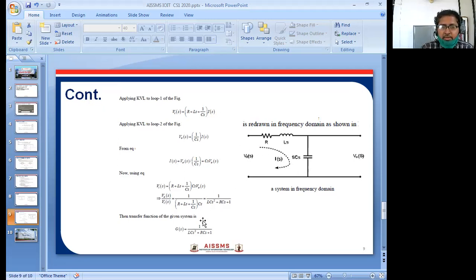So that should be a second order system. You can look here, this G of s is equal to 1 divided by LC s square plus RC s plus 1. So from this we conclude that the transfer function is all the time the output voltage divided by the input, but it is the Laplace transform of that function.